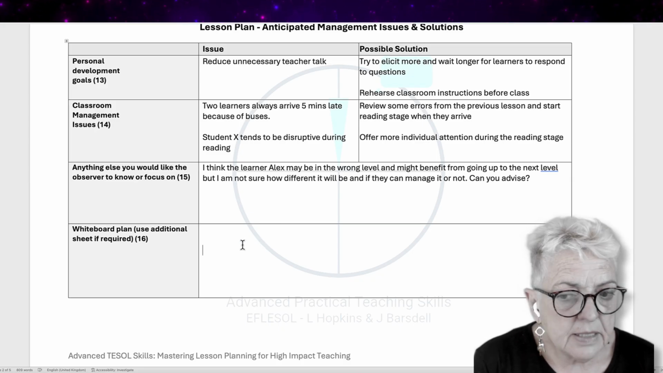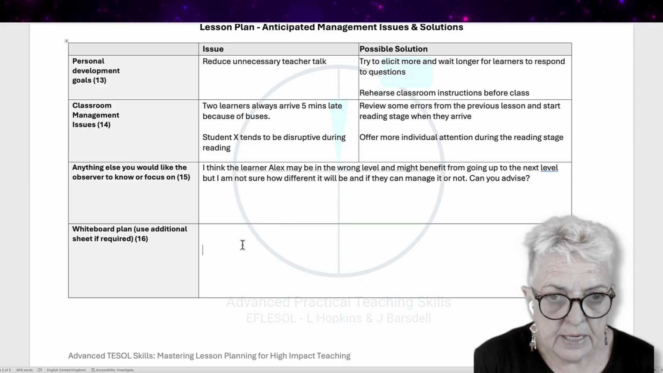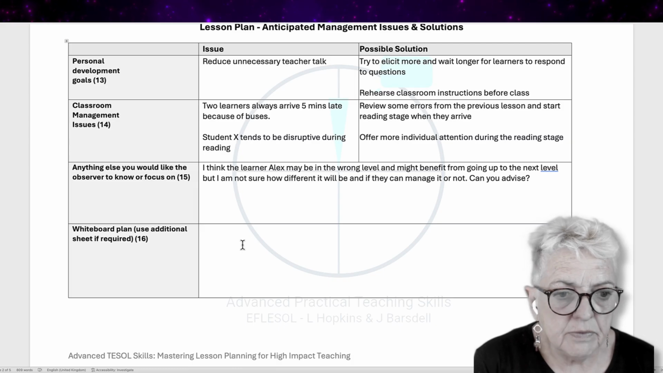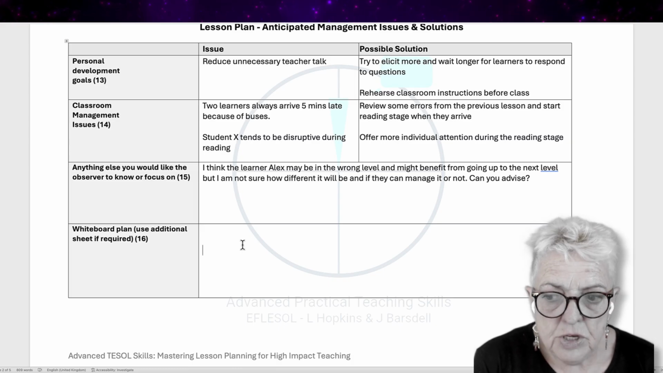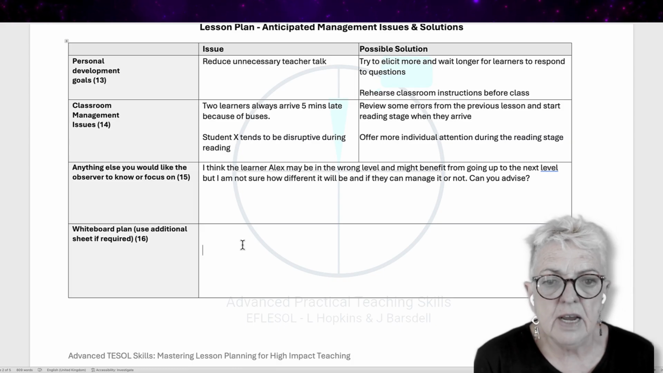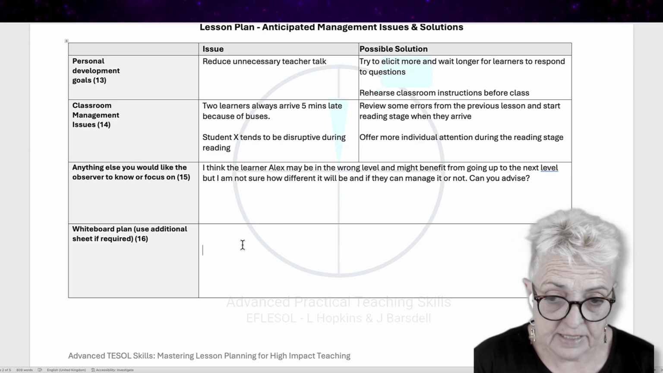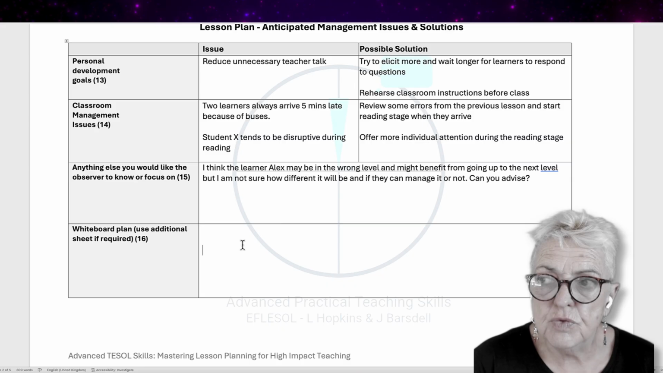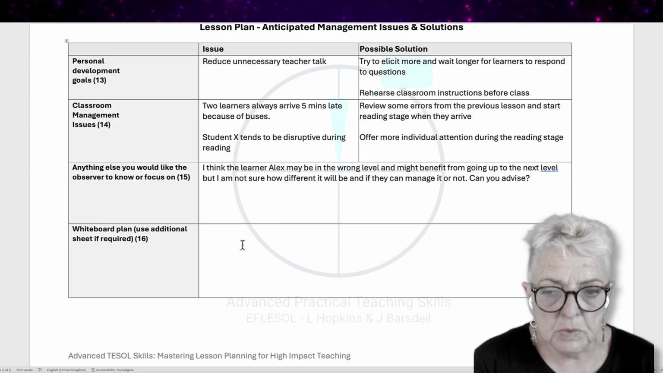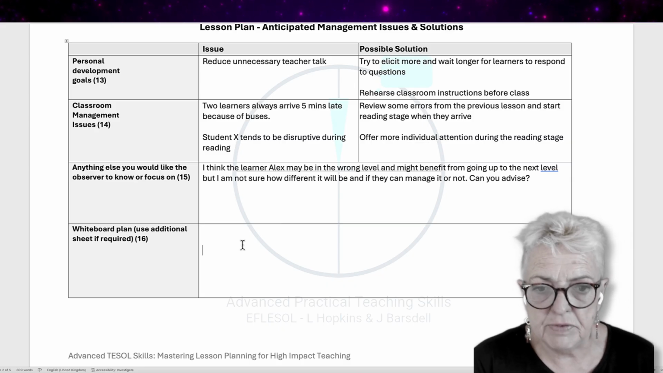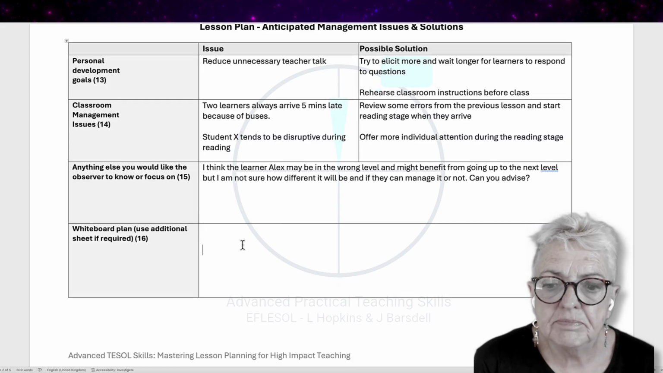Okay. In this case, I don't have a whiteboard plan, but if, for example, you're doing an advanced diploma exam, you will be expected to have a clear whiteboard plan for each stage of the lesson. So you need to draft out what your board will look like at each different stage. Okay.